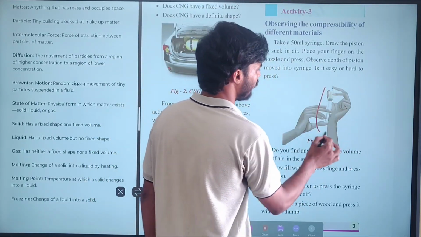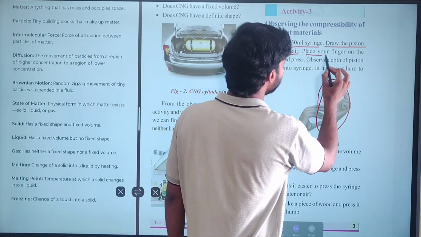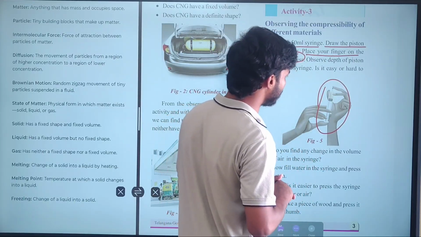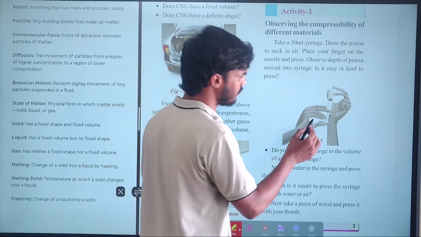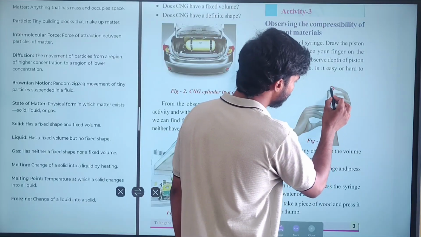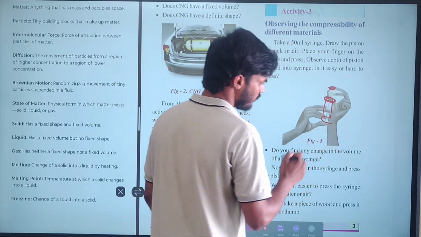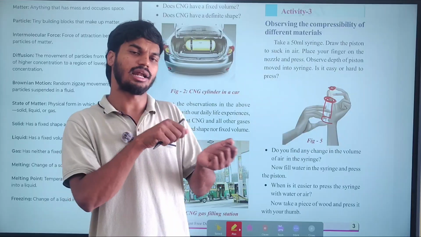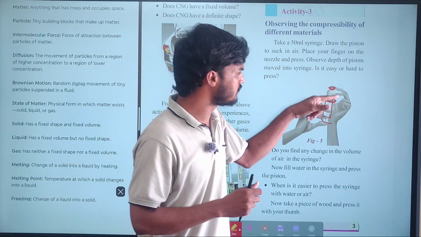He has given an experiment with a syringe. Take a 50 ml syringe, draw the piston to trap the air, place your finger on the nozzle and press. Observe the depth the piston moves into the syringe. Is it easy or hard to press? Everyone knows the syringe, right? This we call the nozzle and this we call the piston. Take the syringe without a needle. Try to draw air from the atmosphere with the help of the piston. After drawing air, close the nozzle with your finger.